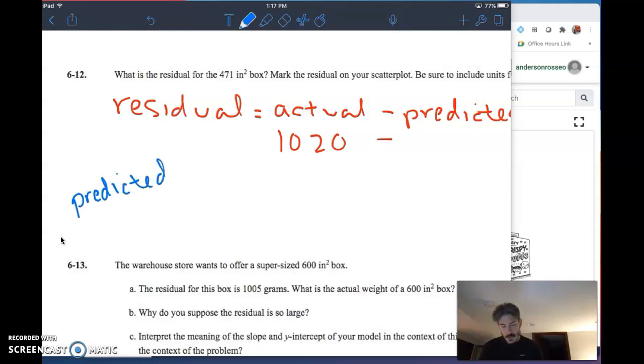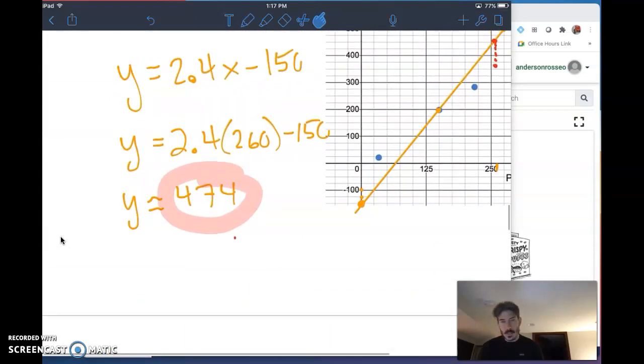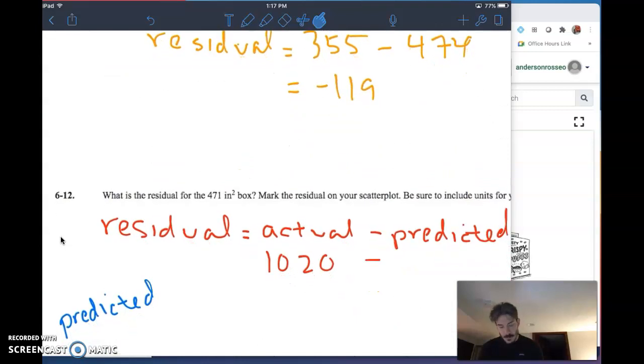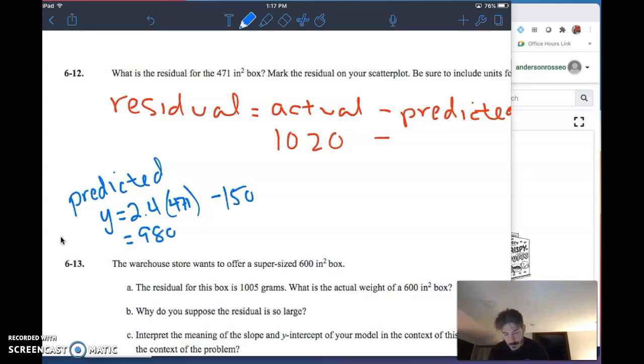For my predicted value, I'm going to use the equation that we came up with in 610, and that's this thing right here, y equals 2.4 times x minus 150. Now, I didn't write x in there because I'm going to put the amount of material we have in there. This is going to allow me to make that prediction. So 2.4 times 471, I hit enter, I subtract 150, and then I get 980. That means that we predict that this will hold 980 grams of cereal.